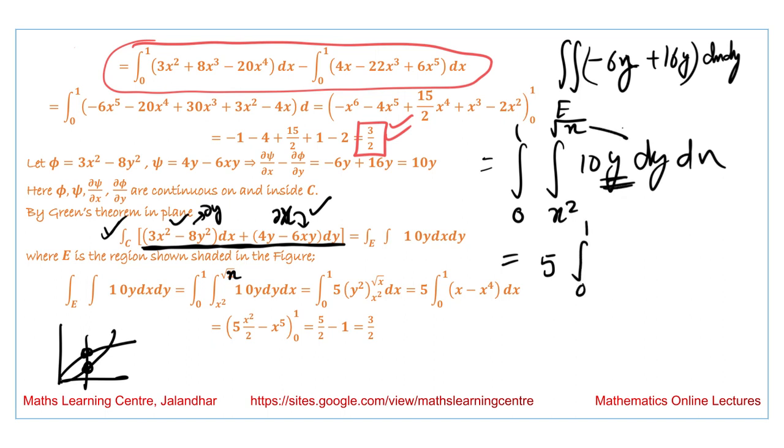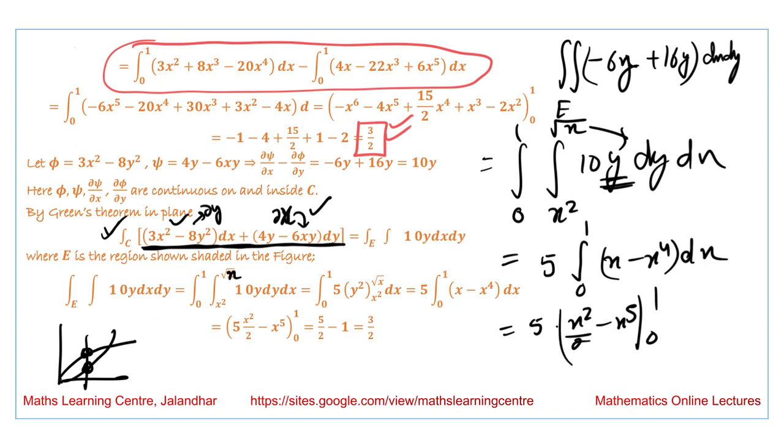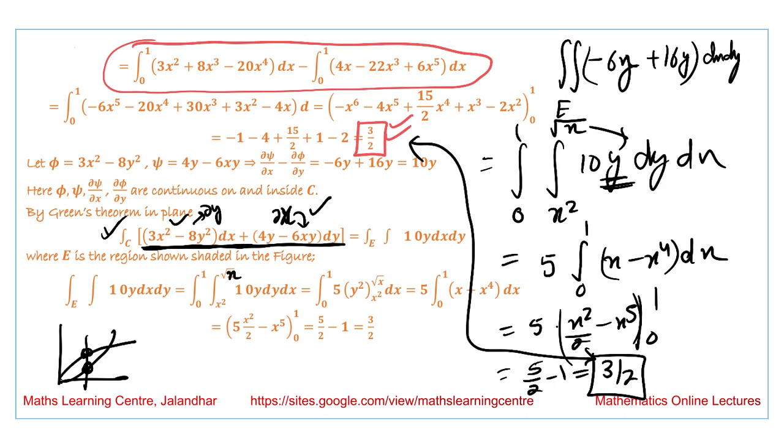When you integrate this value and substitute these limits, you will get x minus x raised to the power 4 into dx. So this is equal to 5 into x square by 2 minus x raised to the power 5, with limits 0 to 1. So the answer we get is 5 by 2 minus 1, that is equal to 3 by 2. So in both the cases we obtain the same answer, hence Green's theorem is verified for this case.